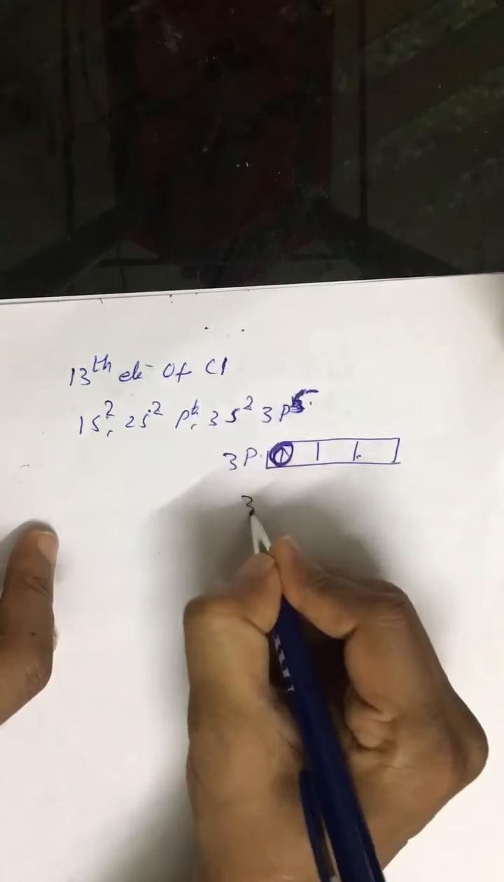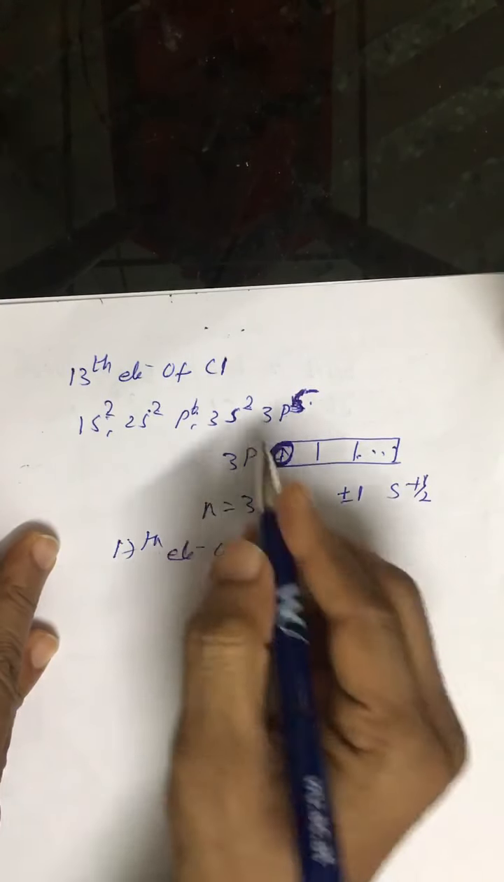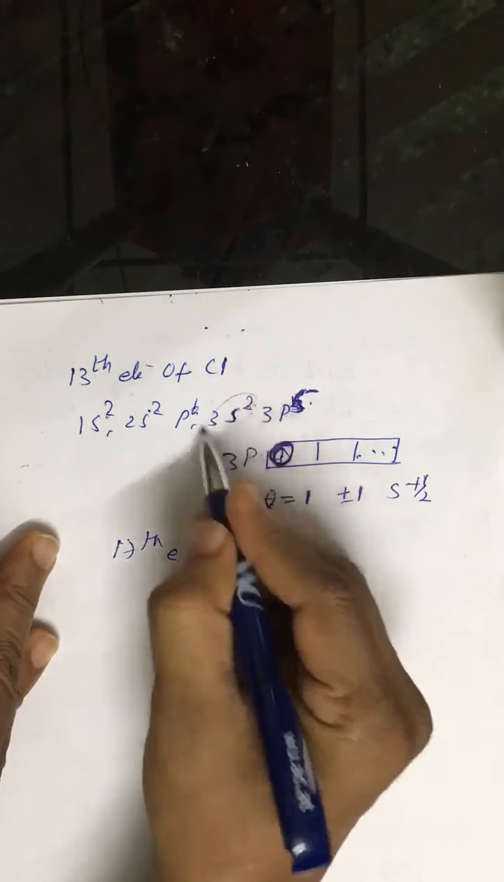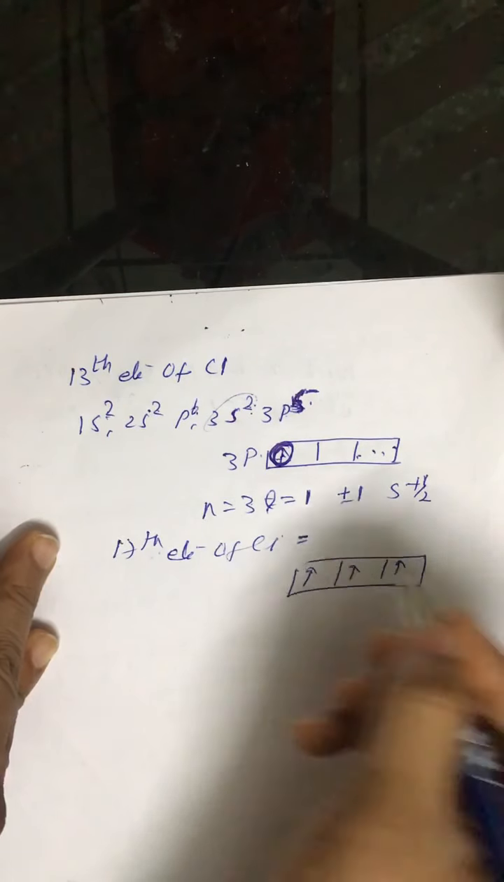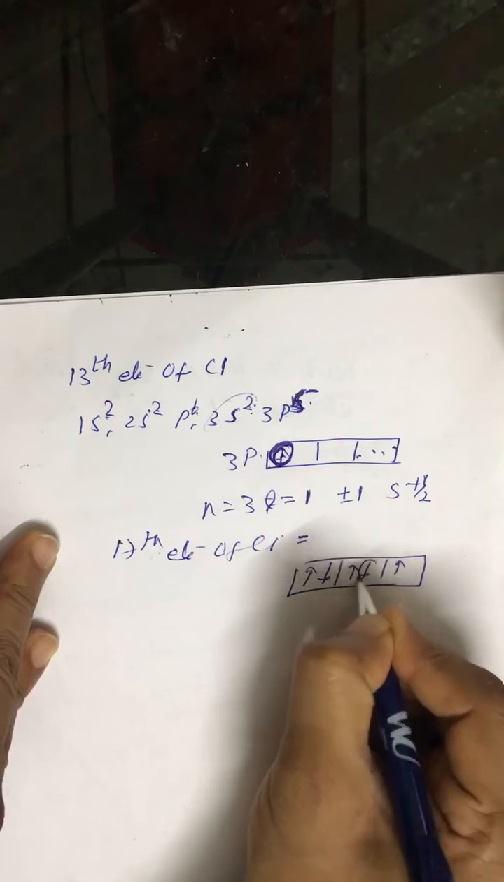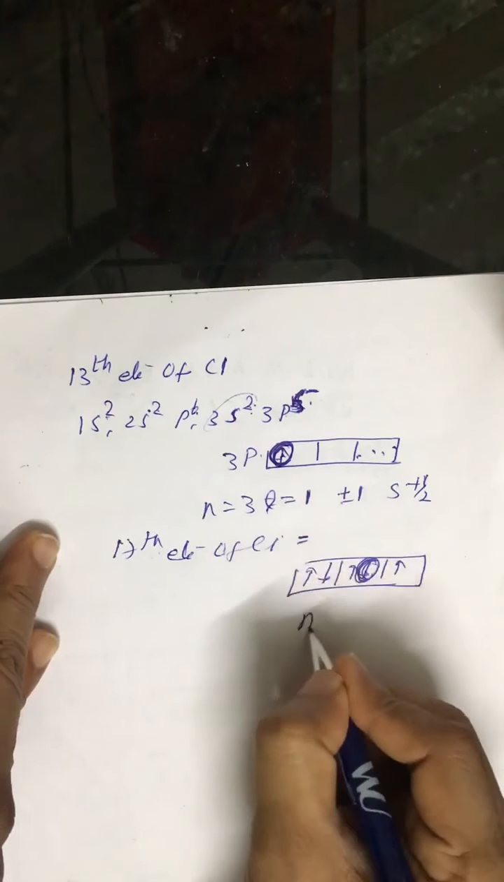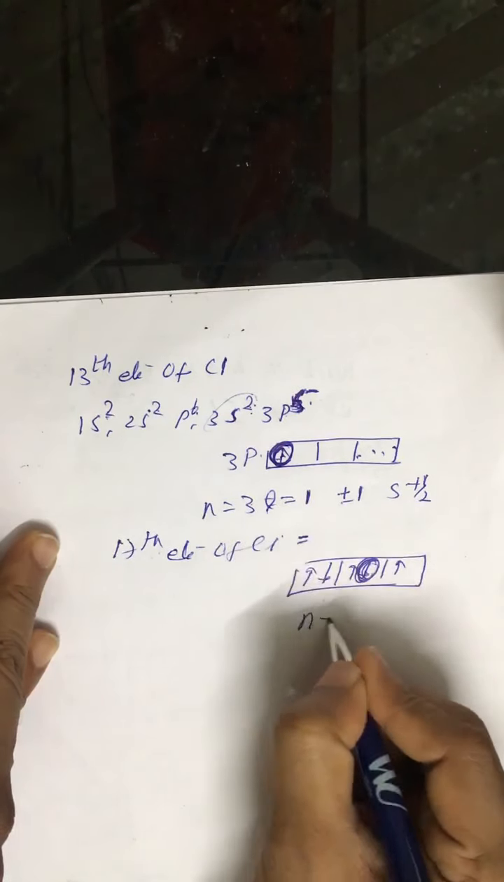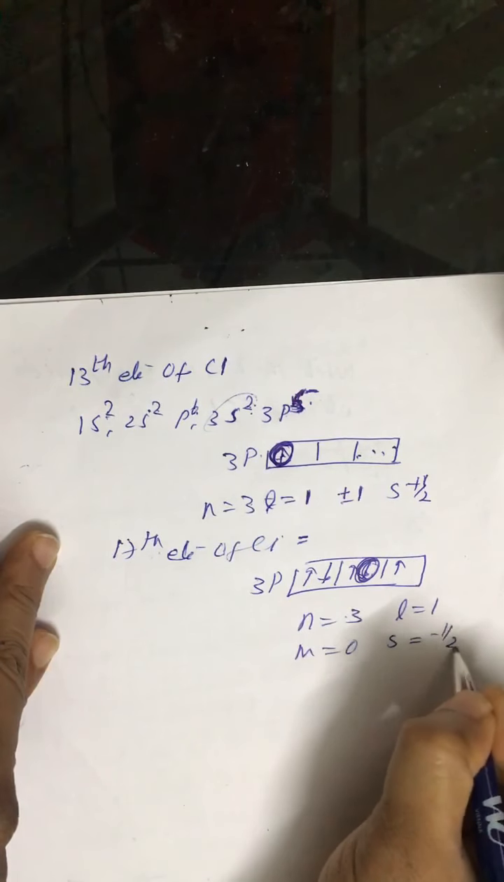Suppose we have to write the 17th electron of chlorine. Till here 12 electrons are accommodated. For the 17th electron, after 12, this is the 13th, then 14th, 15th, 16th, and this is the 17th electron of Cl. In that case, it is present in 3p, so N is equal to 3, L is equal to 1, M is equal to 0, and spin quantum number is minus half.